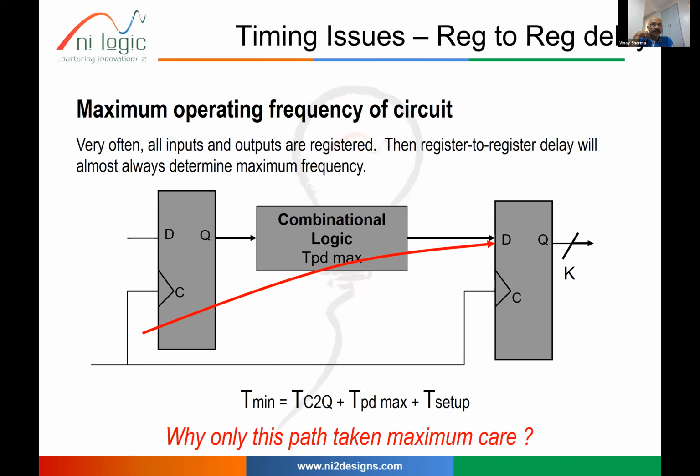Then I wish to talk about the maximum operating frequency. You must have seen many of your chipsets come with a label that says I can work at 1 gigahertz, or maybe 100 megahertz, or 2 gigahertz. So don't you think it is interesting to know how they calculate the maximum operating frequency?